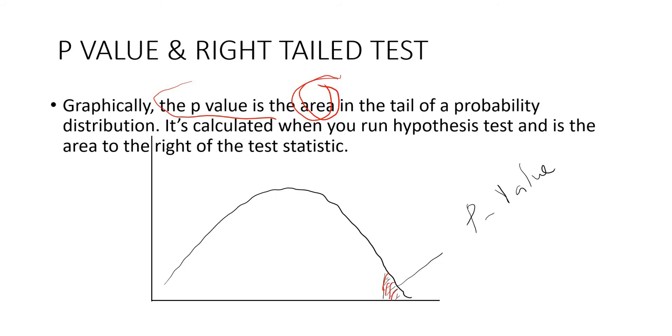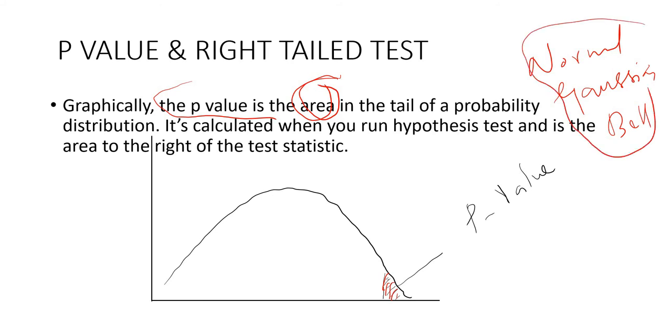This is a normal distribution. Normal distribution, we call it normal, or Gaussian, or bell curve, all are the same. So this is the normal distribution curve. This is a bell curve or a Gaussian distribution. So the tail of this area, this is the tail. This is a right tail test. That's why I have taken only this portion.